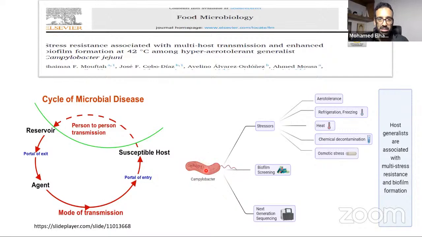Okay, so it's called microaerophilic, so it needs a very tiny amount of oxygen in order to survive. This is the biology of the bug. Yet we actually try to stress this bacteria. So this is a normal transmission cycle.